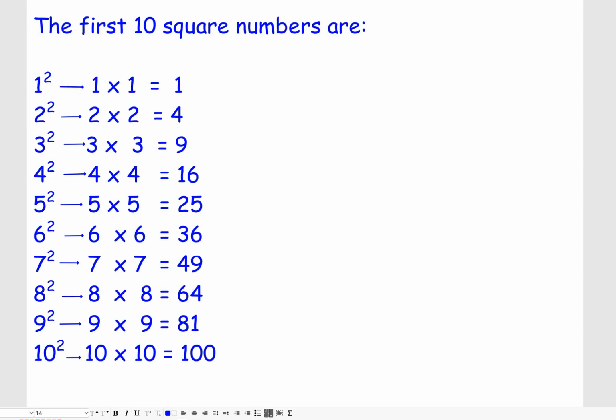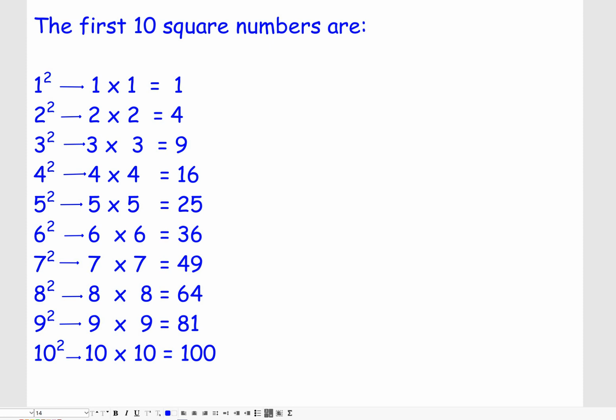And if we look here, you can see the first 10 square numbers are 1 squared, 1 times 1 equals 1. 2 squared, 2 times 2 equals 4. 3 squared, 3 times 3 equals 9. 4 squared, 4 times 4 equals 16. 5 squared, 5 times 5 equals 25, and so on. So these are our first 10 square numbers: 1, 4, 9, 16, 25, 36, 49, 64, 81, and 100. Remembering it's times by itself, not times by 2.